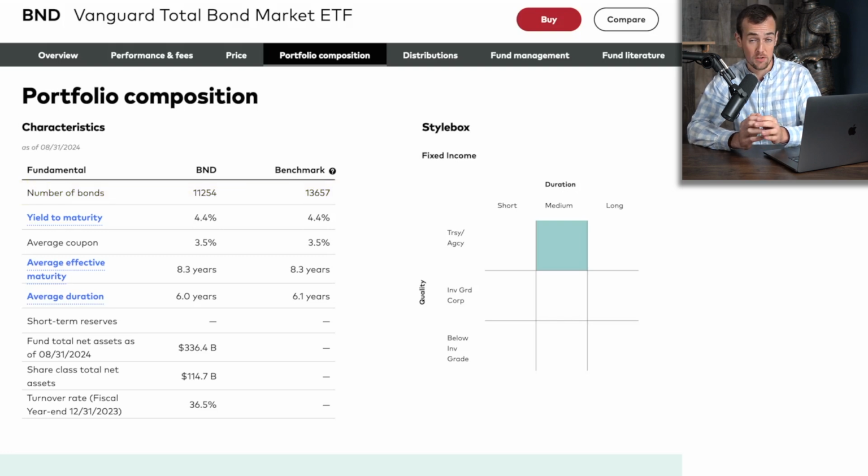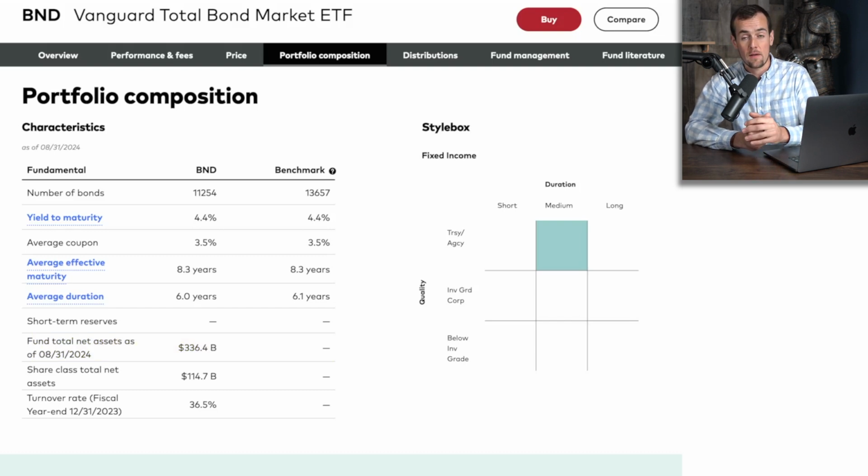If we take a look here at the portfolio composition, this particular ETF has a total of 11,254 bonds, which is pretty crazy. The average maturity is 8.3 years with an average duration of 6 years. You can also see here that the total amount invested in this fund is an astounding $336 billion.